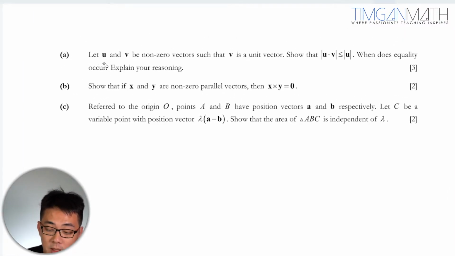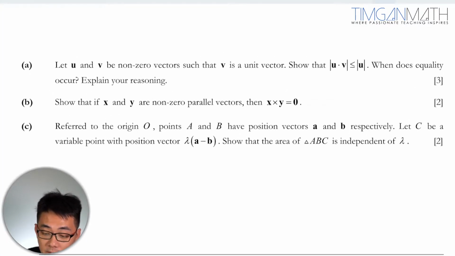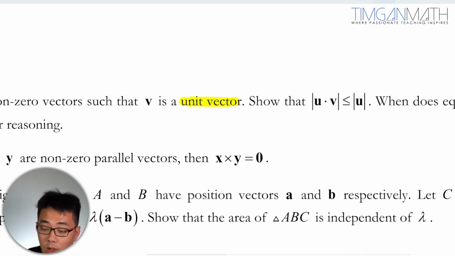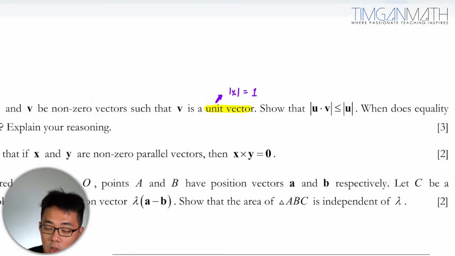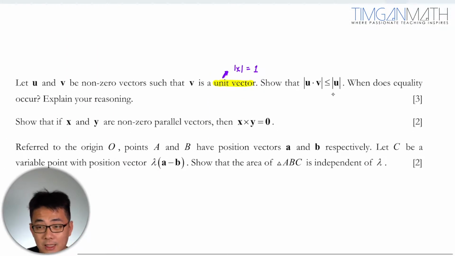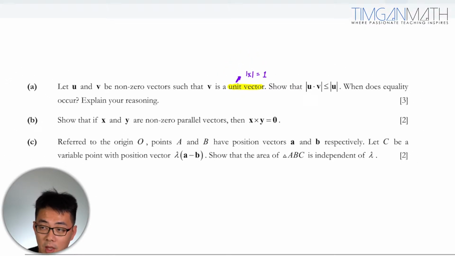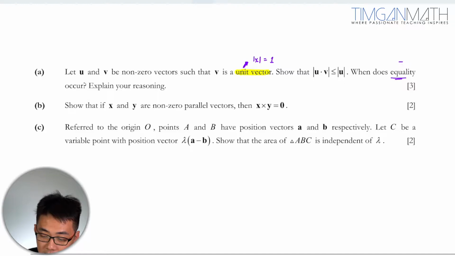The first one is: let vectors u and v be non-zero vectors such that v is a unit vector. So if v is a unit vector, it's not a passing statement, what we have already done many times in class. So know that modulus of v is equal to 1. Show that modulus of u dot v is less than or equal to modulus of u, and when does the equality, meaning the equal sign here, occur? But we're going to show the first part first.